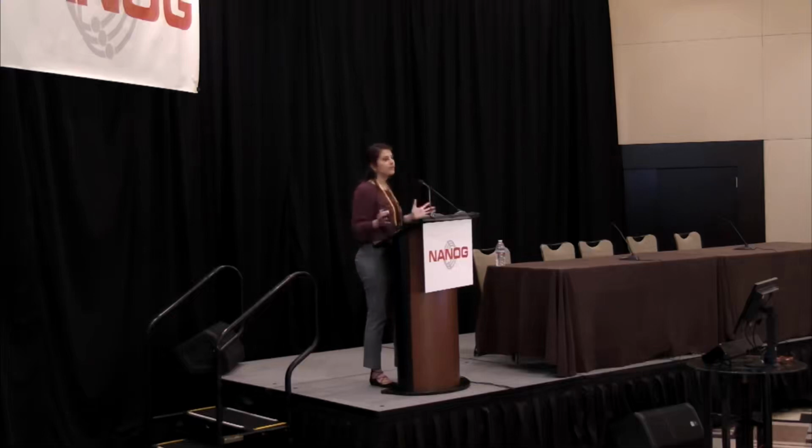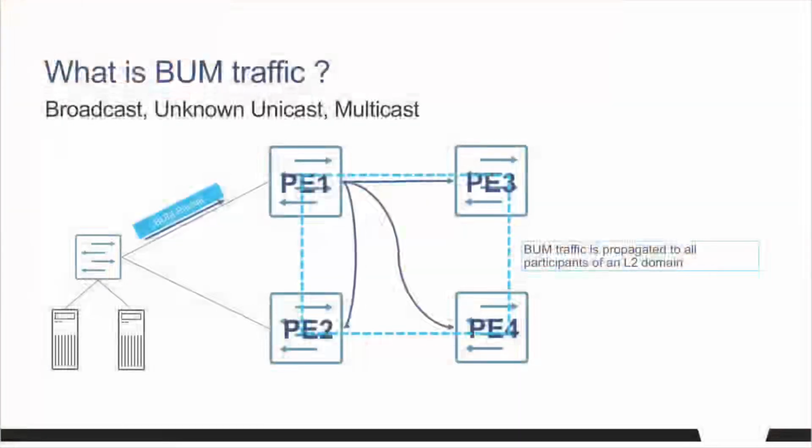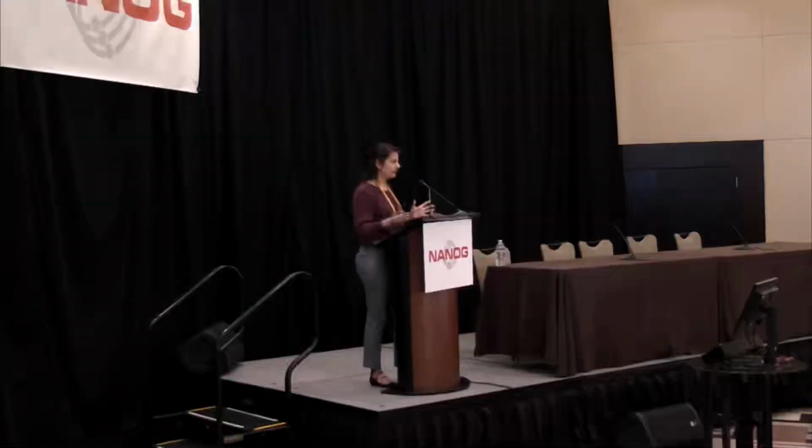So BUM traffic is flooded everywhere in an L2 VPN domain. The 4 PEs, the 4 devices that you see on the screen, are part of the L2 domain. So when a BUM packet sent by the CE hits PE1, it is PE1's responsibility to propagate or flood it everywhere. So that's your BUM traffic. This is defined in the EVPN base RFC.